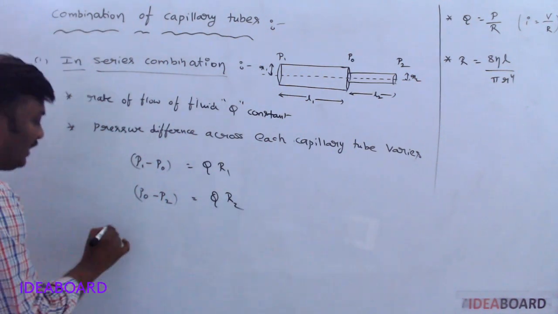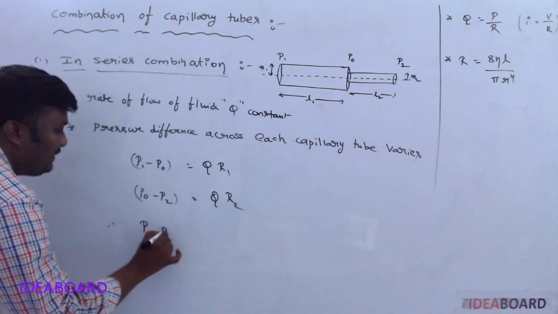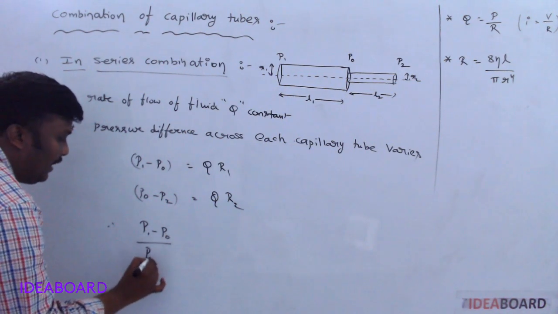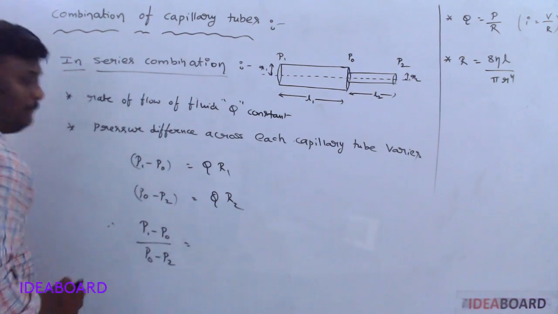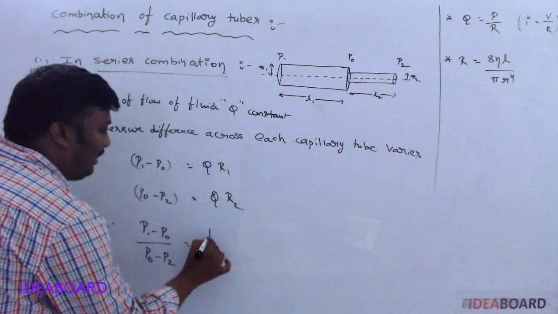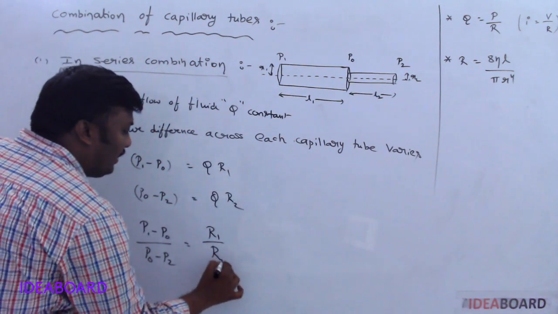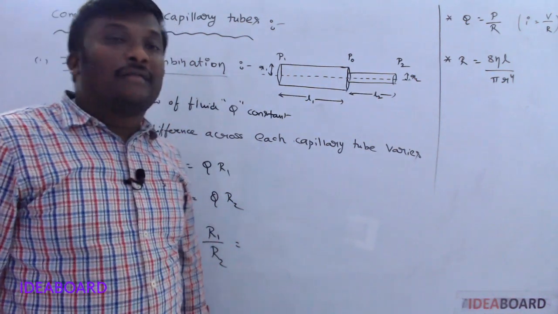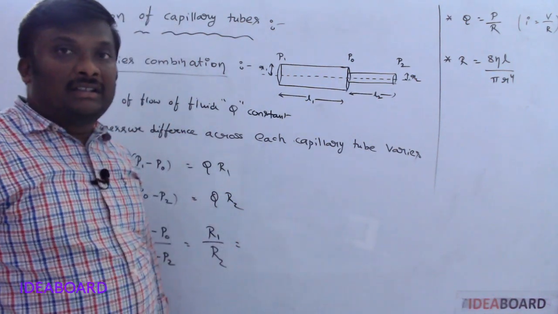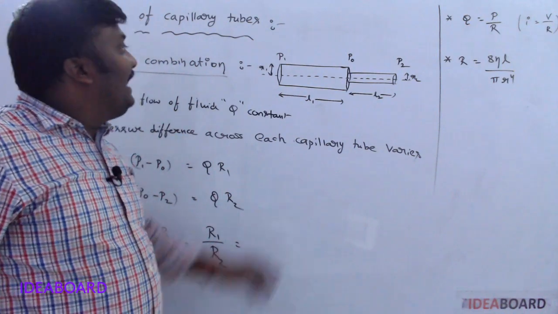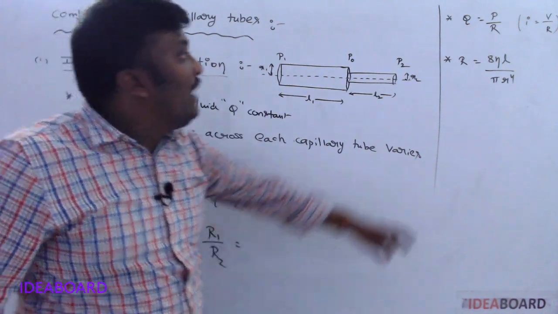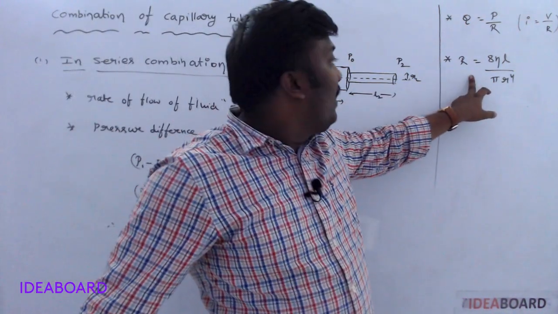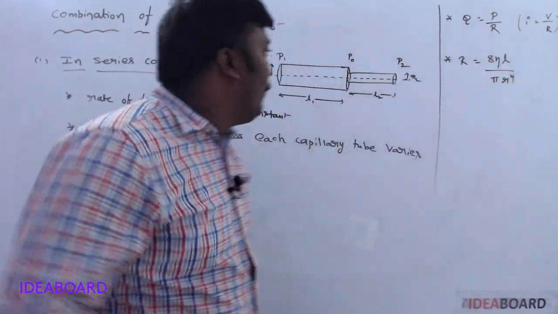Clear? Now, if they ask the ratio of the pressure difference, then (P1 minus P0) by (P0 minus P2) is equal to Q, Q cancels, na? R1 by R2. If they give the resistance of the fluid, directly substitute. Otherwise, if they give the lengths and radii, then we have the formula for R. What is the formula for R? 8 eta L by pi R power 4, na?